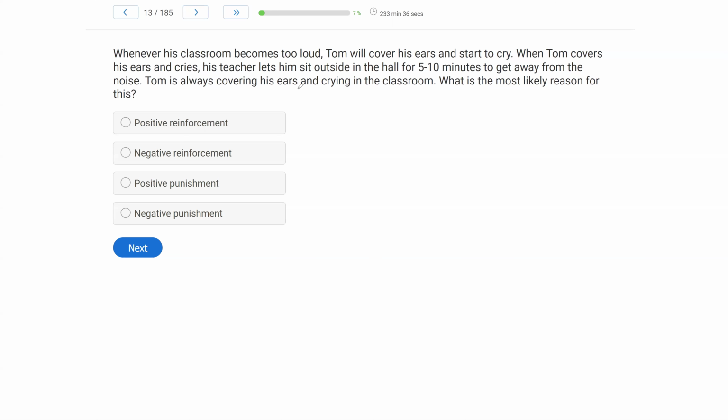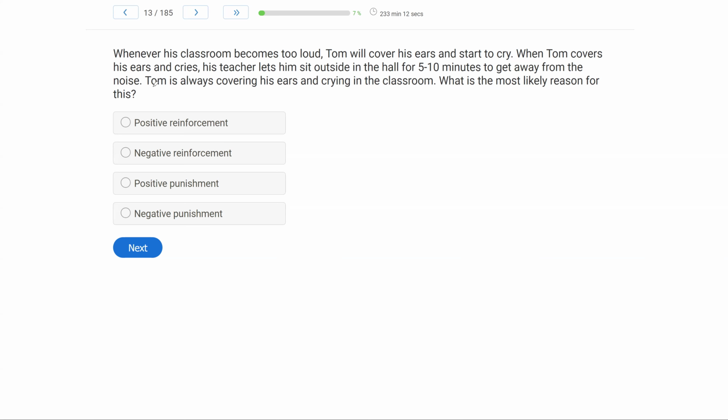Whenever his classroom becomes too loud, Tom will cover his ears and start to cry. When Tom covers his ears and cries, his teachers let him sit outside in the hall for 5 to 10 minutes to get away from the noise. Tom is always covering his ears and crying in the classroom. What is the most likely reason for this? Very straightforward consequence question.